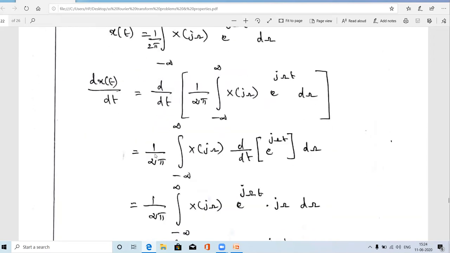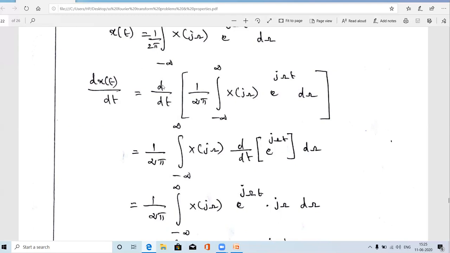Here, d by dt of 1 by 2 pi: 1 by 2 pi is a constant, so the differentiation will not affect it. You just take 1 by 2 pi as common, then apply the differentiation within the integration term. The first term is X of j omega, which consists entirely of the variable j omega and does not have the variable t at all. So this differentiation d by dt will not affect X of j omega.